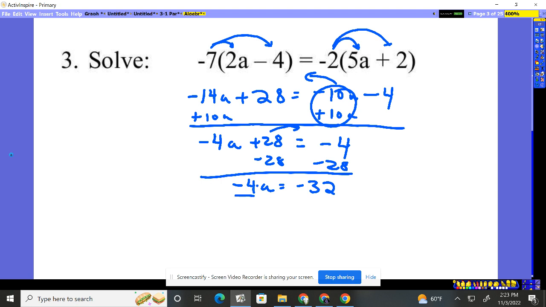To get a by itself, I'm going to divide by -4 on both sides of the equation. A equals negative divided by negative is positive. 32 divided by 4 is 8. So a is 8.